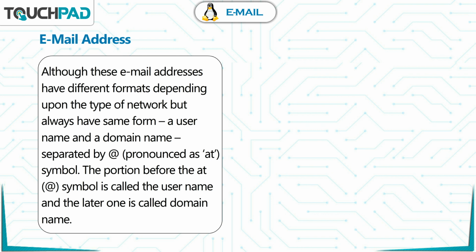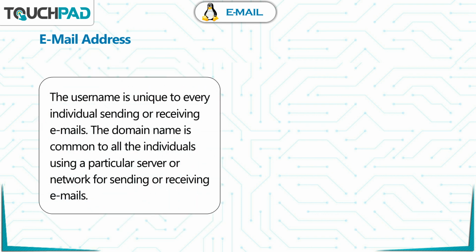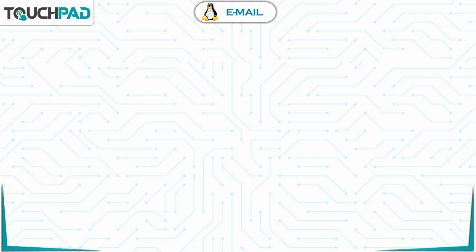Although these email addresses have different formats depending upon the type of network, they always have the same form: a username and a domain name, separated by @, pronounced as "at". The portion before the @ symbol is called the username and the later one is called domain name. The username is unique to every individual sending or receiving emails. The domain name is common to all the individuals using a particular server or network for sending or receiving emails.